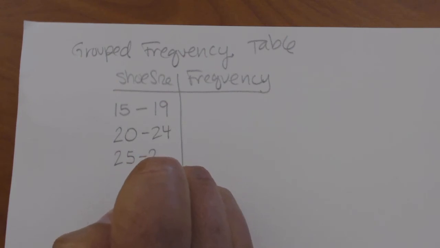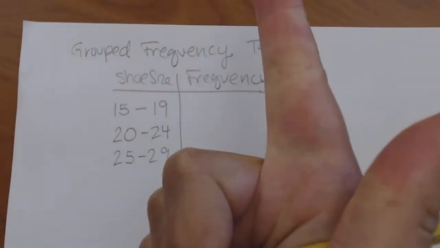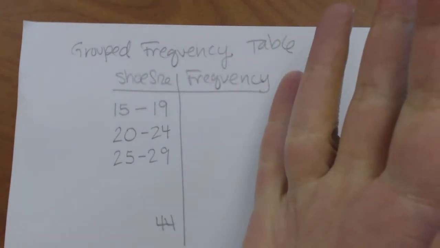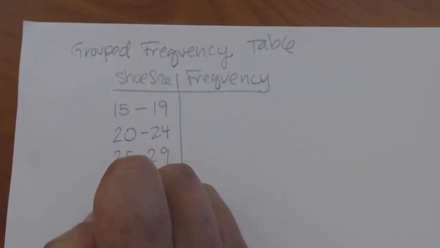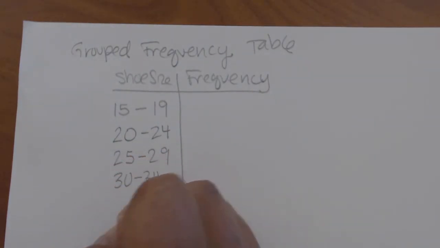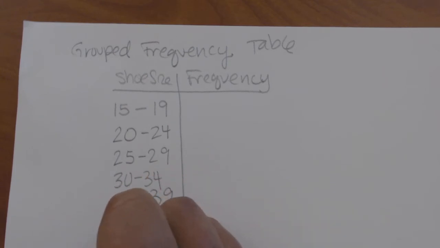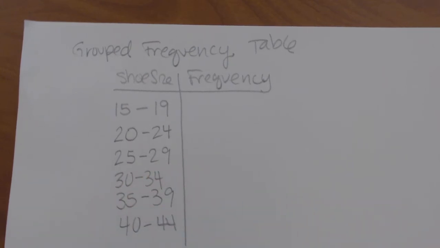25 to, you guessed it, 29: 25, 26, 27, 28, 29. 30 through 34. 35 to 39. And 40 to 44. So there we go. So we have equal groups, 5 numbers within each group, 15 to 19, 20 to 24, 25 to 29, 30 to 34, 35 to 39, and 40 to 44.